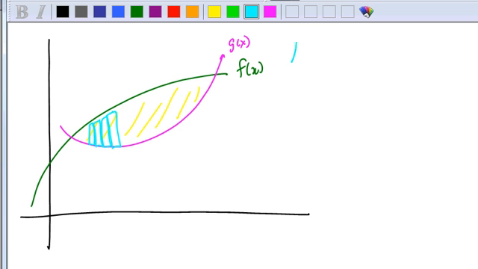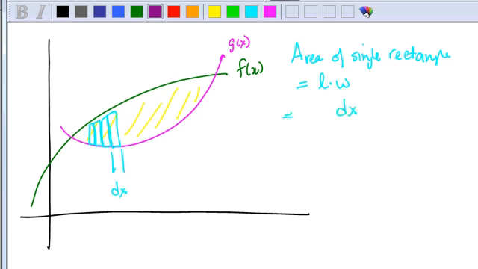And the area of a single rectangle is length times width. The width of this rectangle we're going to make small, and we're going to call dx, a little sliver dx. So the width is dx, and the length is this distance right here, which is y of the upper bound minus y of the lower bound.